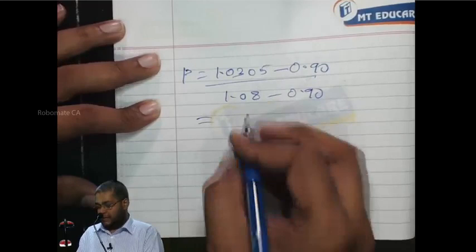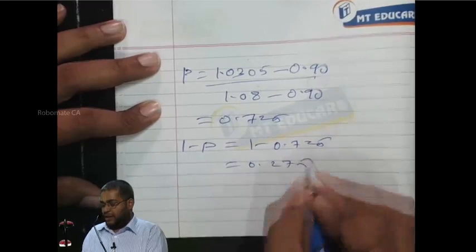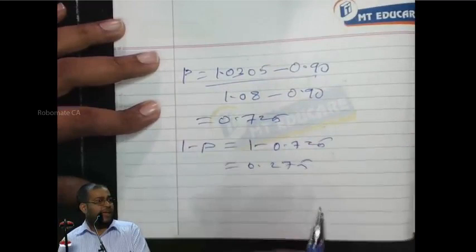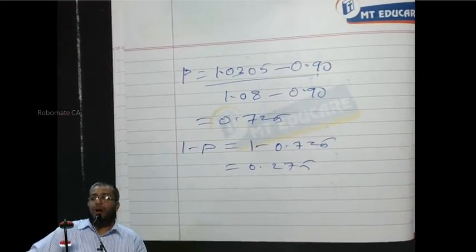Next, 1 minus probability. 1 minus 0.725 gives you 0.275. Always this P means upper FSP, don't change the order, that's how the formula is derived later. So P means upper FSP, 1 minus P means downward FSP probability. That's how one should find out P and 1 minus P. Instead of using the table approach, one can use the formula. To understand this formula, you should know the table, that's the original method.